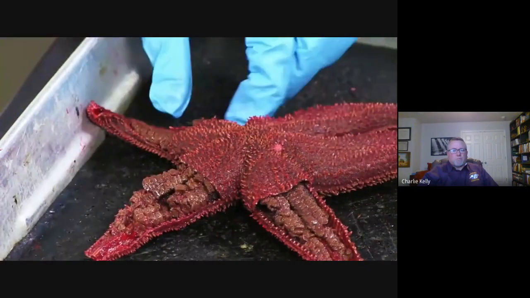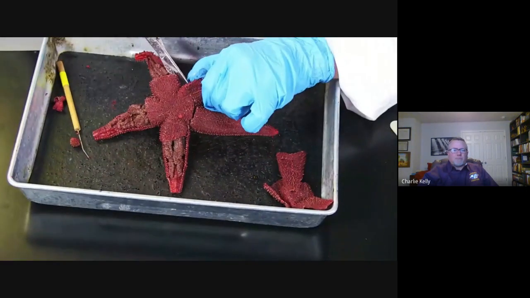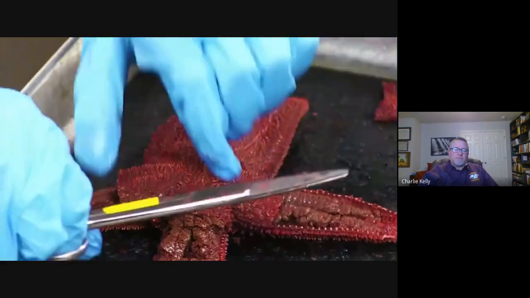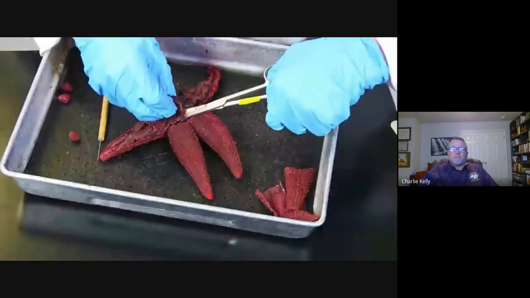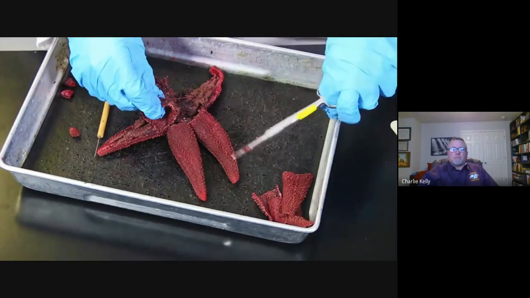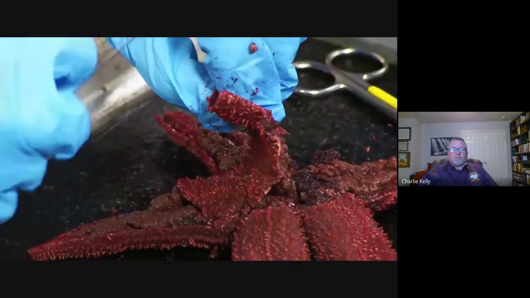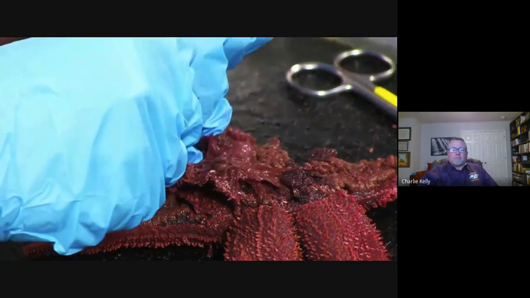This is repeated for the other two arms. Next, the central disc is removed, and care is taken not to remove or damage the madreporite. The cuts are just to the inside of the madreporite. At this point, most of the aboral surface is removed from the body.